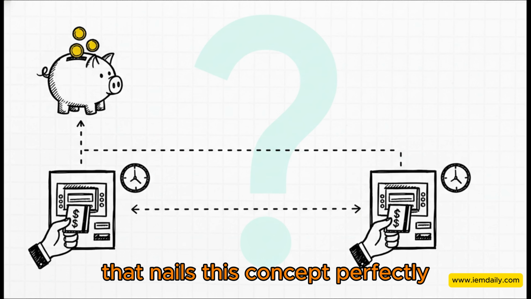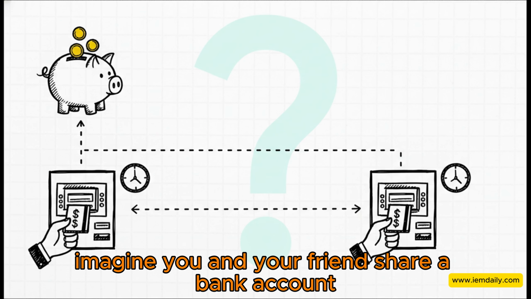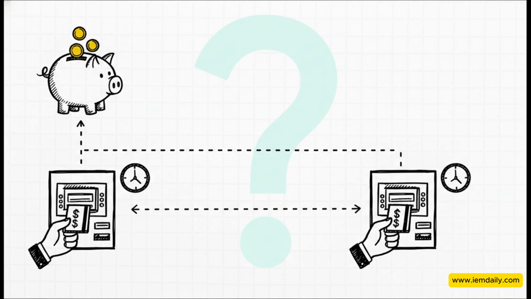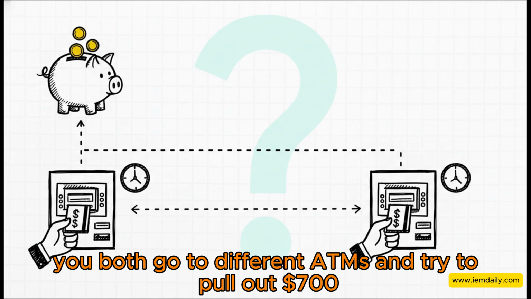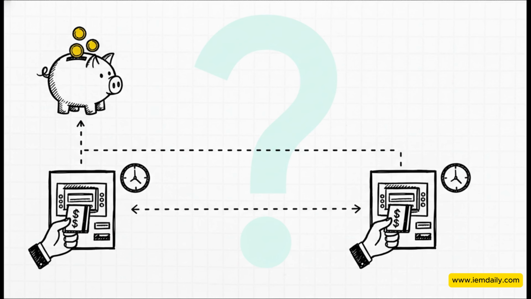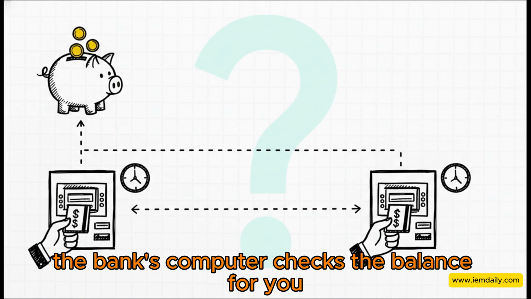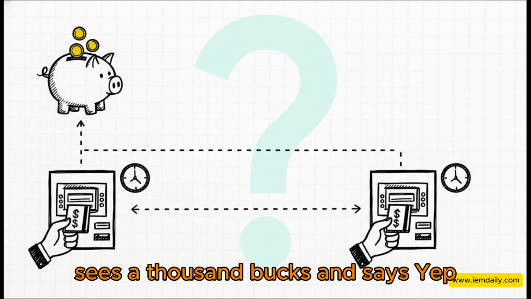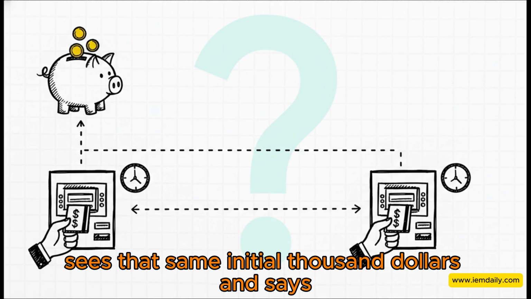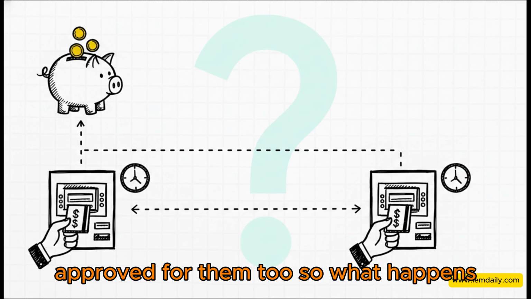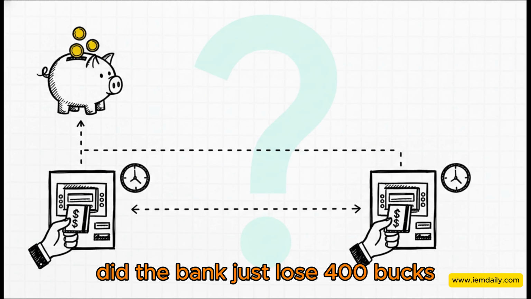Okay, before we even look at a single line of code, let's think about a real-world problem that nails this concept perfectly. Imagine you and your friend share a bank account. Let's say there's $1,000 in it. Now, at the exact same second, you both go to different ATMs and try to pull out $700. The bank's computer checks the balance for you, sees $1,000, and says, "Yep, approved." At the same time, it checks for your friend, sees that same initial $1,000, and says, "Approved" for them too. So, what happens? Did the bank just lose $400?